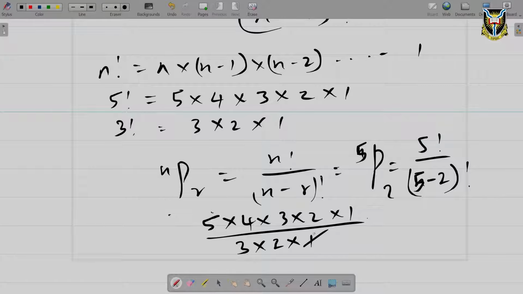So we can cross out this, then we are left with 5 times 4, which is 20. This means that if we have 5 letters and we take 2 at a time, we expect to have 20 of such arrangements.